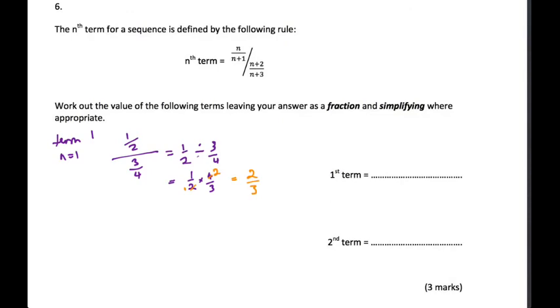Okay, now that we've done that question, this might be a good time to pause the video and to work out what the second term would be. So the second term should be, well, when n is 2, so we have 2 divided by 2 plus 1 is 3, all divided by 2 plus 2 is 4 over 5. Now we have 2/3 divided by 4/5, which is the same as 2/3 times by 5/4. Cross cancel, leaves you with 5 times 1 over 3 times 2, which is 5/6.